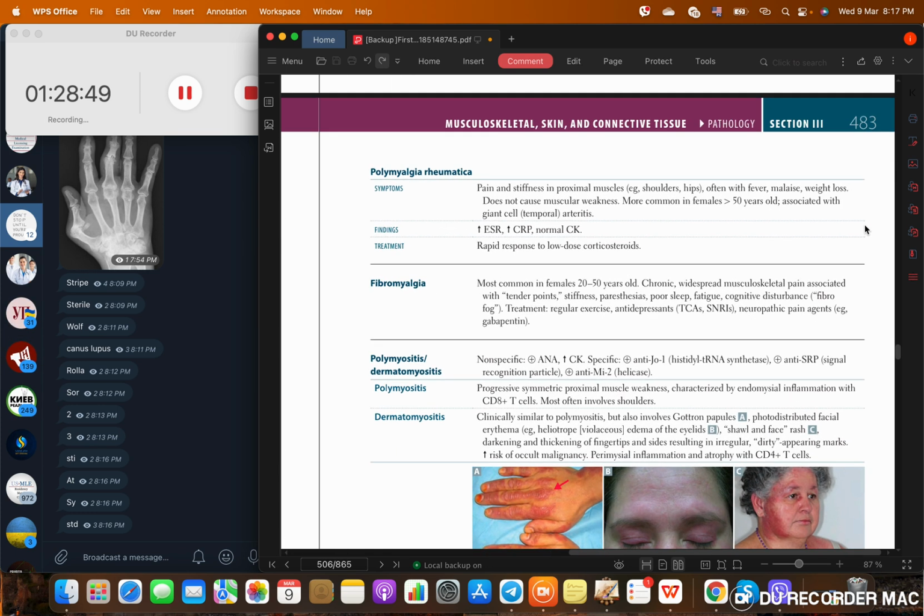Okay? So the next thing they write here is about polymyalgia rheumatica. Remember, polymyalgia rheumatica is associated with one disease we spoke about in vasculitis. Does anybody remember it? Which disease in vasculitis is polymyalgia rheumatica associated with?